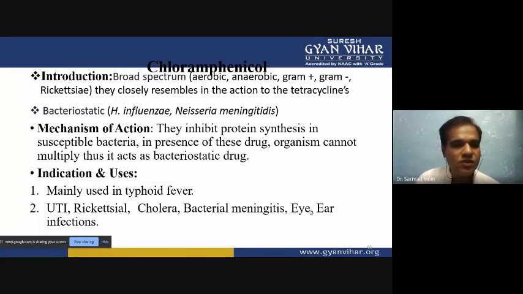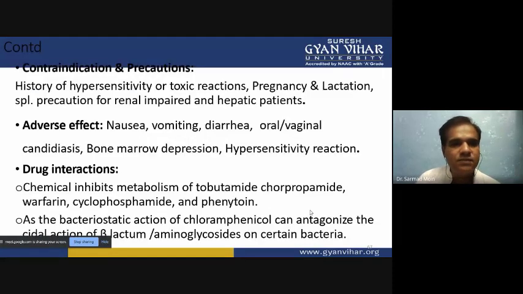Then indications and uses. This antibiotic is mainly used in typhoid fever, urinary tract infection, rickettsial infections, cholera, bacterial meningitis, and eye and ear infections. Mainly it is used for eye and ear infections and urinary tract infections. Contraindications and precautions: history of hypersensitivity, toxic reaction, pregnancy and lactation, and precaution in renal-impaired and hepatic patients. We should not give chloramphenicol and tetracycline to these patients.